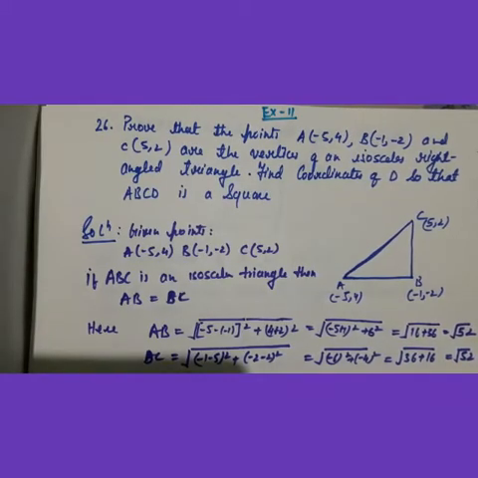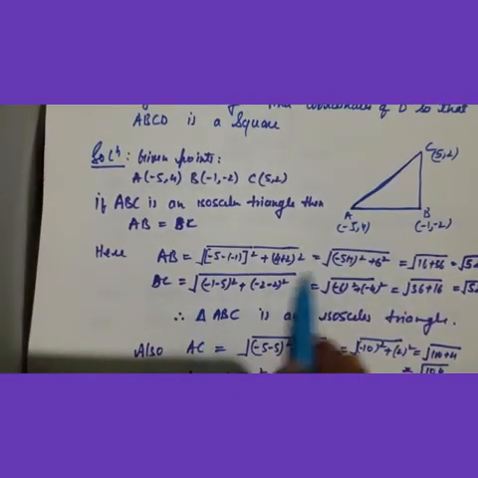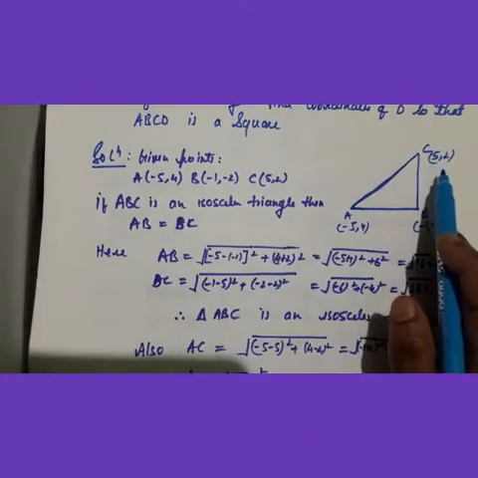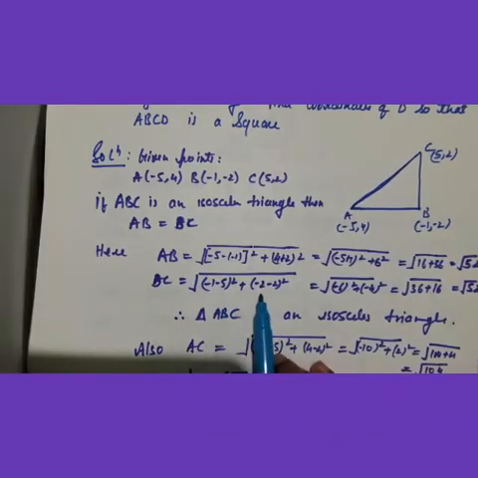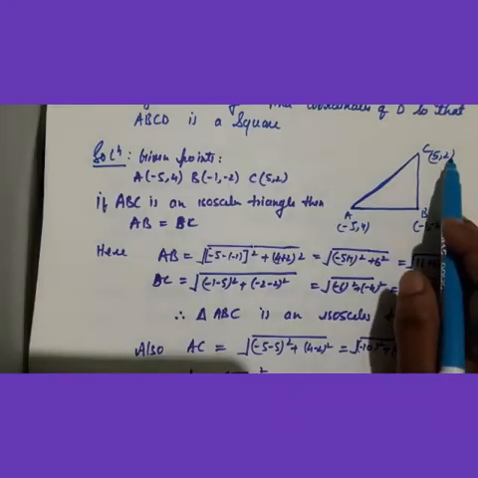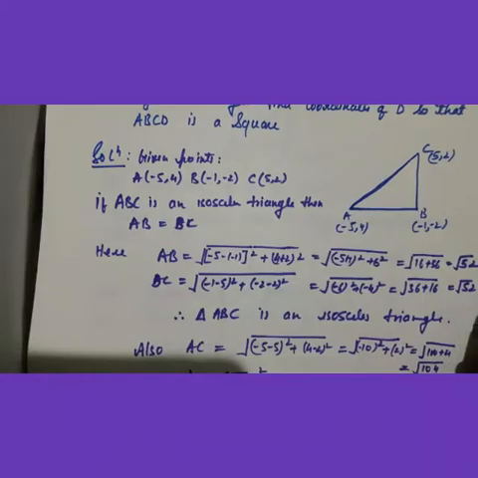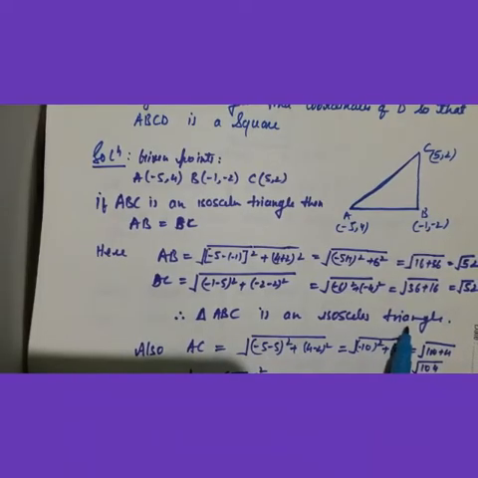In the second case, for BC we get root under (-1 minus 5) the whole square plus (-2 minus 2) the whole square. Again on calculating we get root under 36 plus 16, that is root 52. So here we find that AB is equal to BC. Therefore ABC is an isosceles triangle.